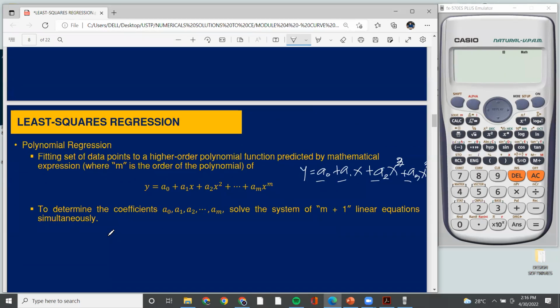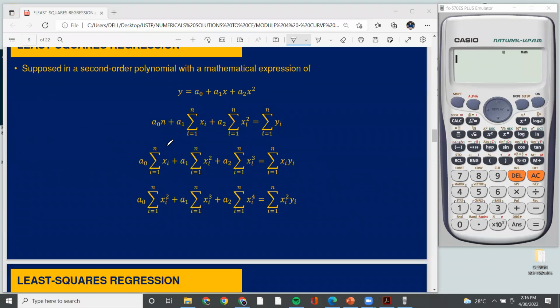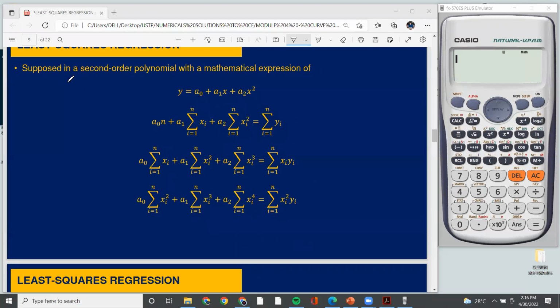Pero pwede na niyo gamitan itong mga previous topic na itong matrices, no? Like Gauss elimination method with back substitution. So pwede ra siya gamitan pag daghan na kayo ang systems of linear equations. Okay? Suppose in the second order polynomial with a mathematical expression of, okay? Sa atong example karon is tama lang ta sa x squared.